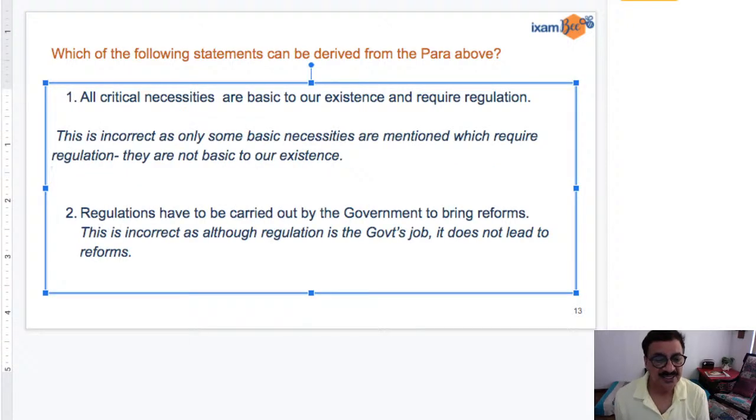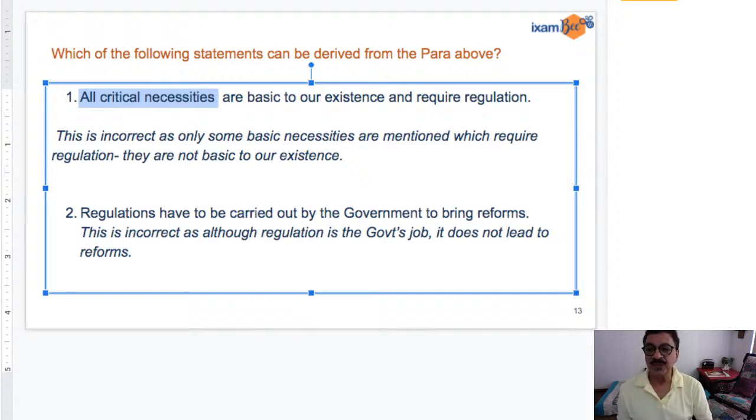Yes, you are right. Both of you are right. I'm happy to see that you're on track. This is incorrect as only some basic necessities are mentioned which require regulation. They are not basic to our existence. Here it says all critical necessities. All the words you notice are different. The writer has not used all. The writer has not said critical. He has only said basic, some basic necessities.